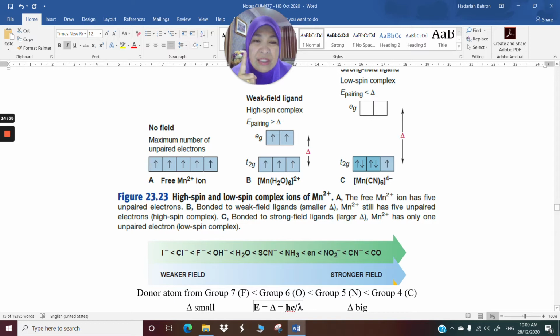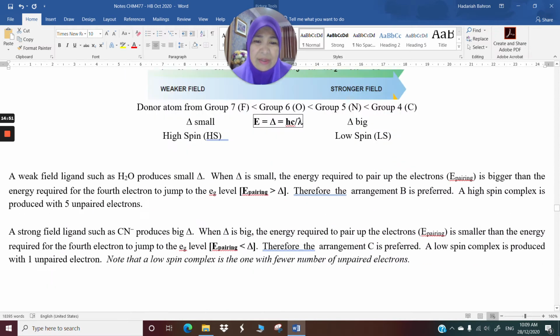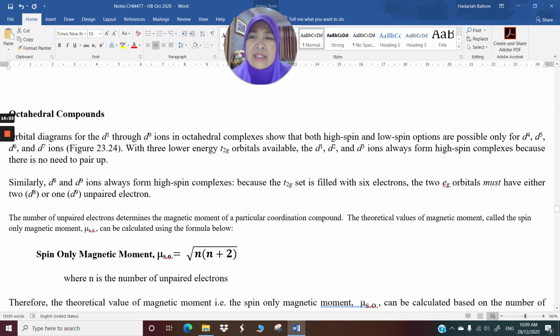So the spinning of this electron will be cancelled by the spinning of that electron. So you have only the spinning of this single electron noticed. But in here there is no cancellation, so you have high spin. Yeah, that is the origin of the word spin.